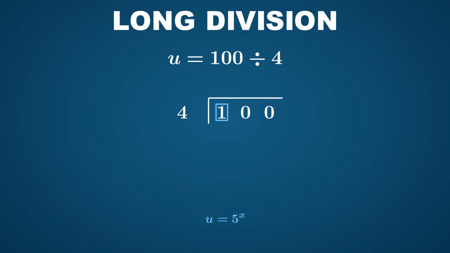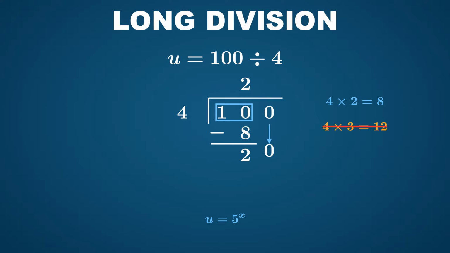We look at the first digit of the number 100. The number 4 does not divide into the digit 1, so we consider the first two digits to form the number 10. We determine how many times 4 fits inside of 10. 4 multiplied by 2 gives the number 8. 4 multiplied by 3 gives the number 12. The number 12 is too large, so we must use 2. We write the digit 2 directly above the number 10. We subtract 8 from 10 to get a remainder of 2.